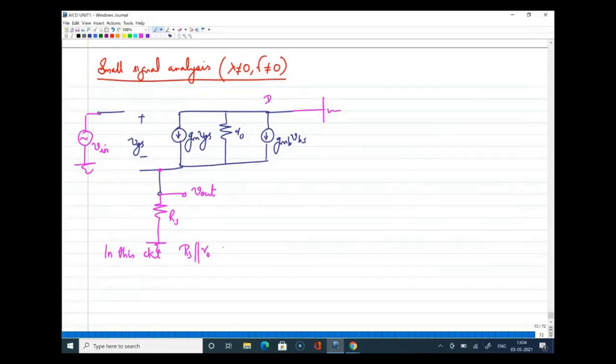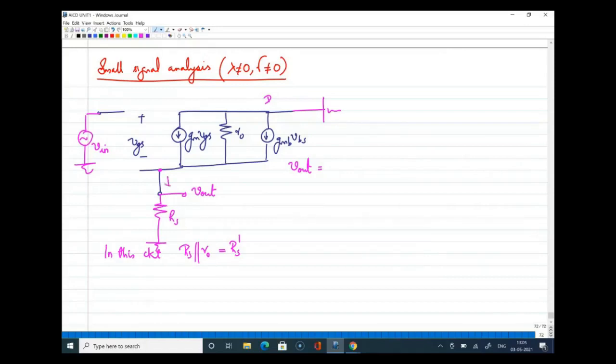Since they are in parallel, I am just marking the parallel combination as RS dash for simplicity, because we have two resistors in parallel. So I just wrote the parallel combination and marked it as RS dash. Now, how will I write the expression for V out? V out can be written as the total current flowing through RS parallel to R naught, into that resistance, right?